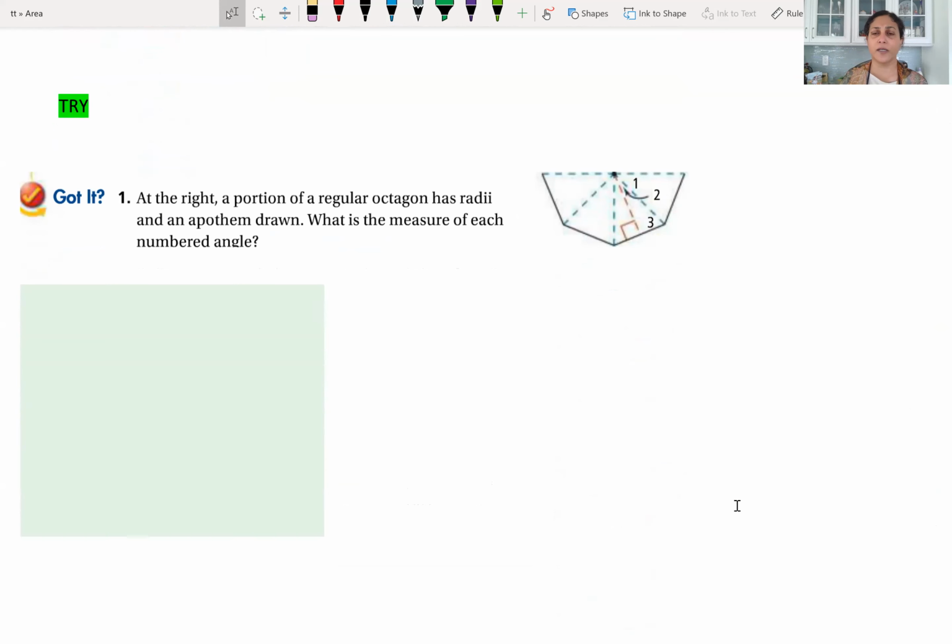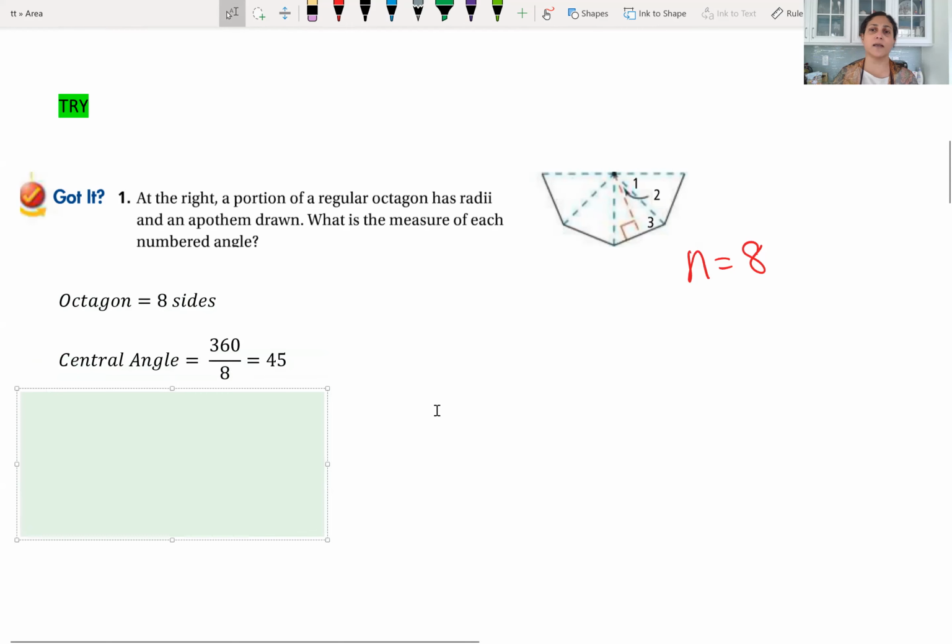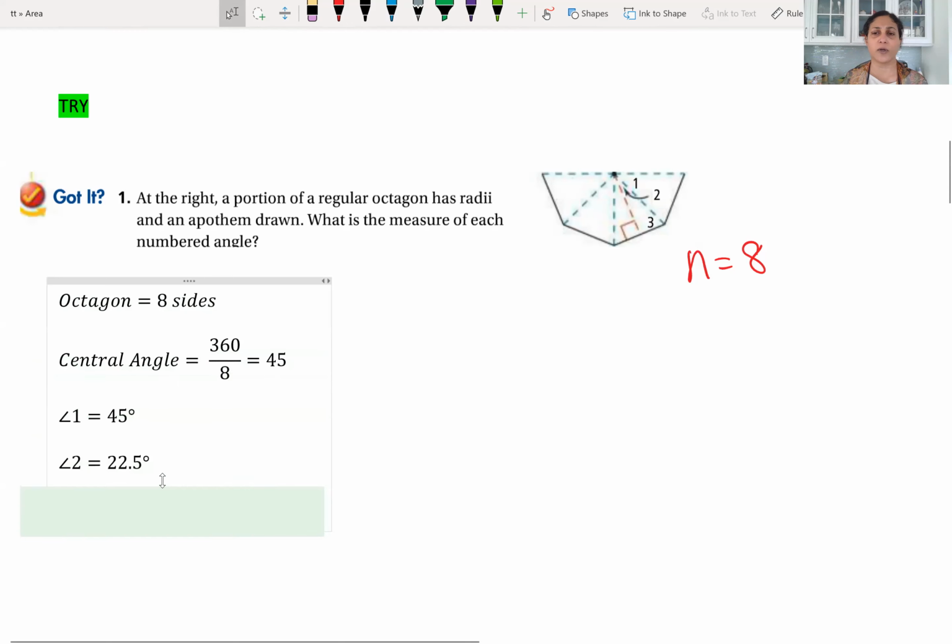So here I have an octagon, so n is equal to 8. It's an 8-sided figure. What is the measure of each numbered angle? To find angle 1, you take 360 and divide it by 8, which is 45. Angle 2, which is part of the smaller triangle, is half of angle 1, which is 22.5. And then angle 3 is the complement of angle 2, which is 67.5. You're going to use all this information in a moment.